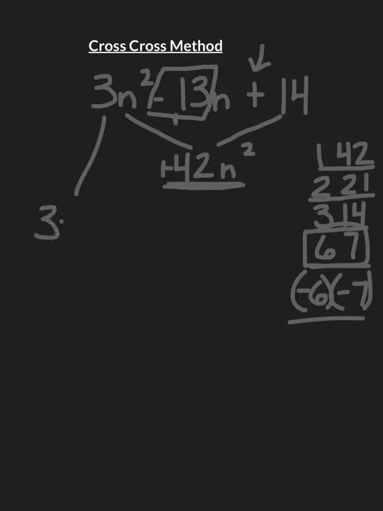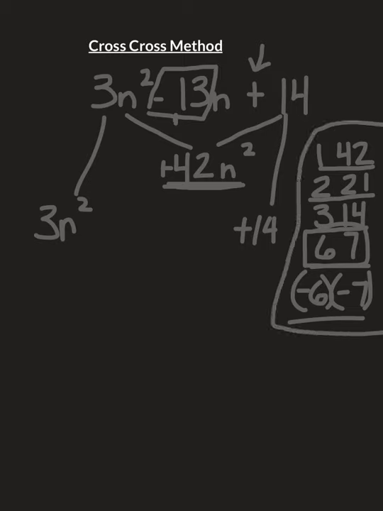So I'm going to bring my 3n squared down. I'm going to bring my 14 down. I'm going to box this off so we don't get confused. I'm going to bring the negative 6n over and the negative 7n over. Reminder, we have to put the n's with that because we're looking for n squared here, 42n squared, so 6n and 7n. Once we're here, as you've noticed, this negative 6n and negative 7n is just this negative 13 split up.